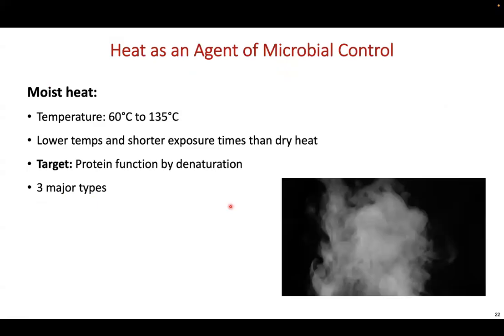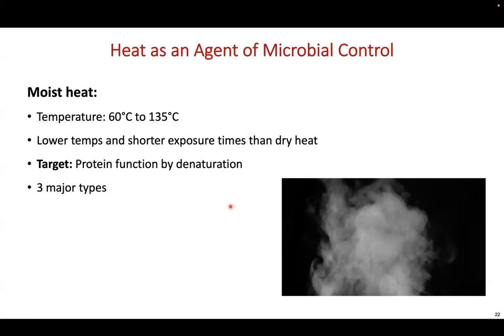So now let's talk about moist heat. Under moist heat, you normally have a temperature of 60 degrees to 135 degrees Celsius, and there are conditions where you have lower temperature and shorter exposure times. With moist heat, you need just a lower temperature and shorter exposure times compared to the dry heat method. What it targets is the function of the protein, basically causing denaturing of the protein.